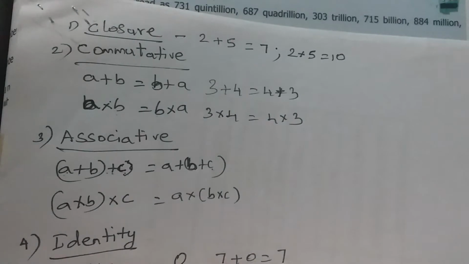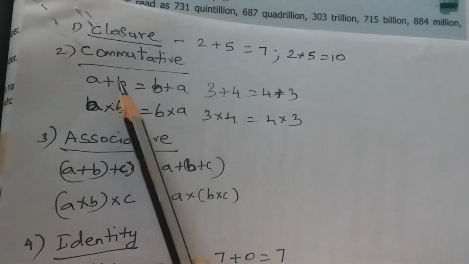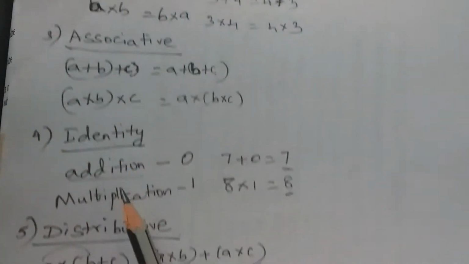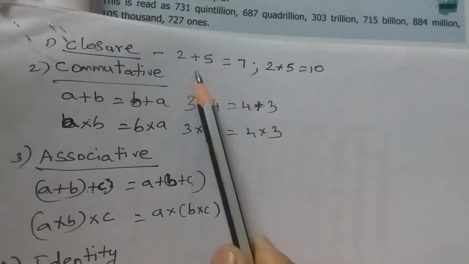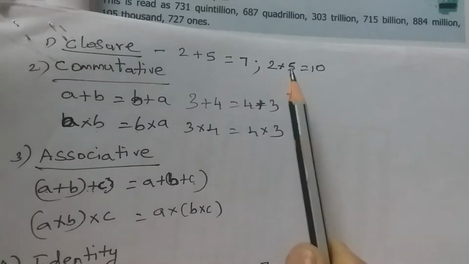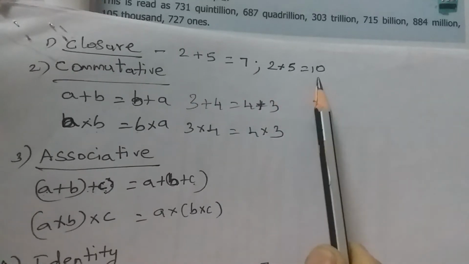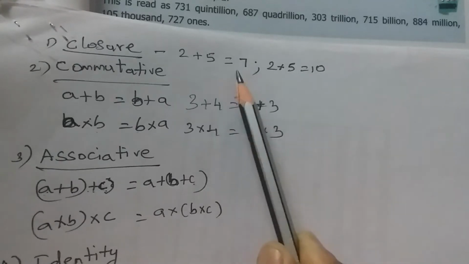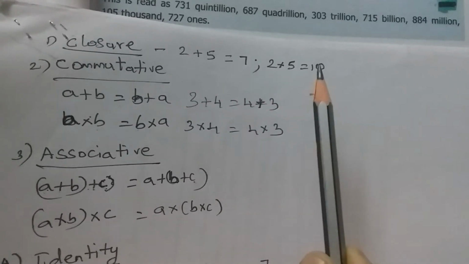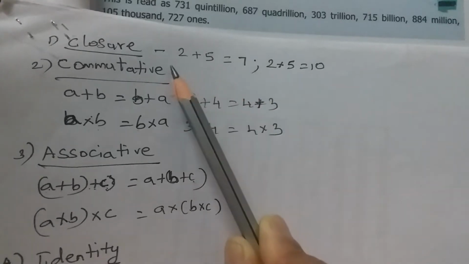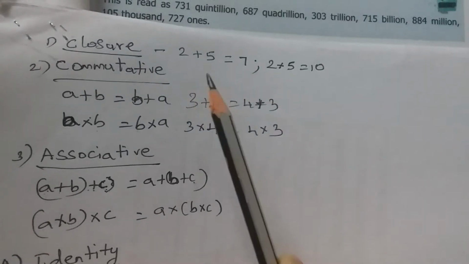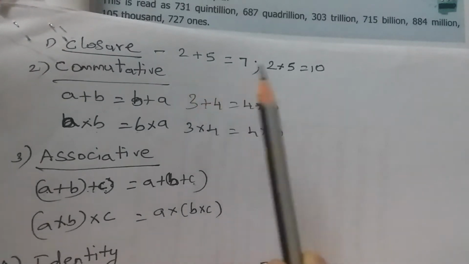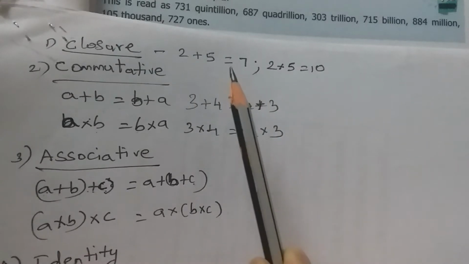There are 5 properties we have learned. They are closure, commutative, associative, identity element, and distributive property. Now what is closure? Closure means when you add two whole numbers, you get a whole number. 2 and 5 are whole numbers, and the answer is also a whole number. In the same way, when you multiply two whole numbers, you get a whole number as the answer. But it is not true for subtraction and division. All the 5 properties are true for only addition and multiplication. They are not true for subtraction and division.